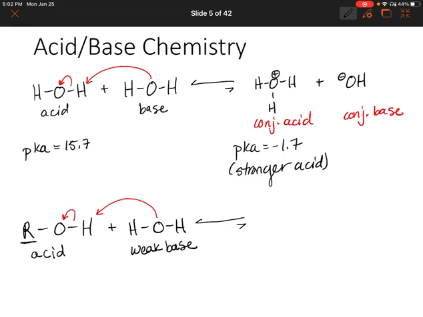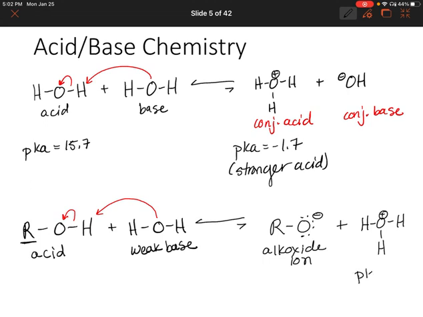So we end up forming something called an alkoxide ion. Oops, that should be a negative charge, not a positive. Negative. And then our other product is, again, the hydronium ion. All right. So you'll notice again that equilibrium greatly favors the left-hand side of this reaction. And again, that has to do with pKa values.